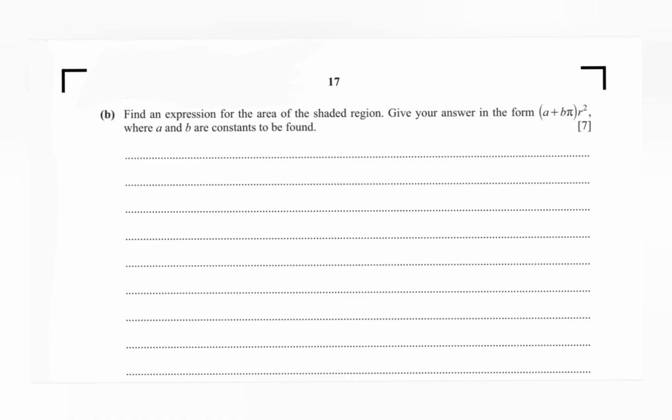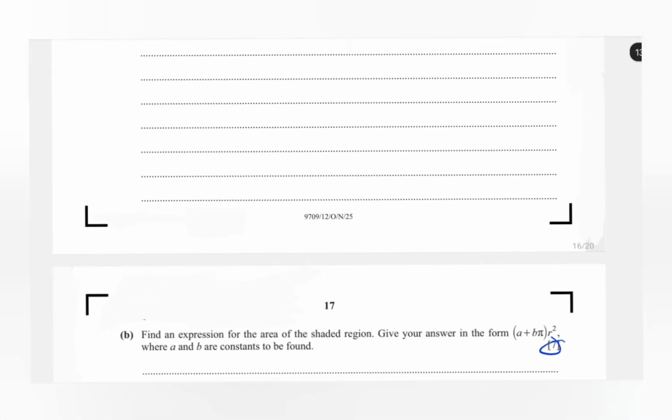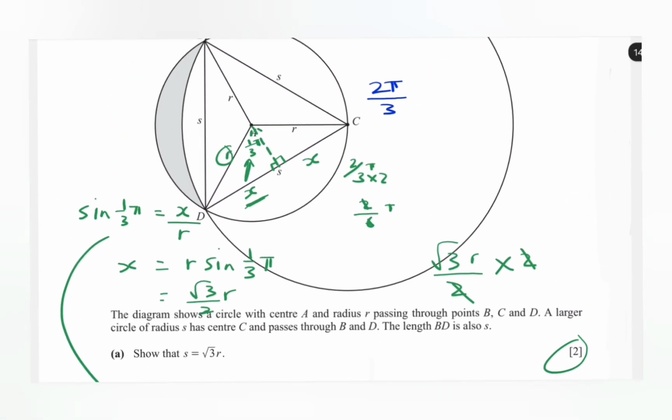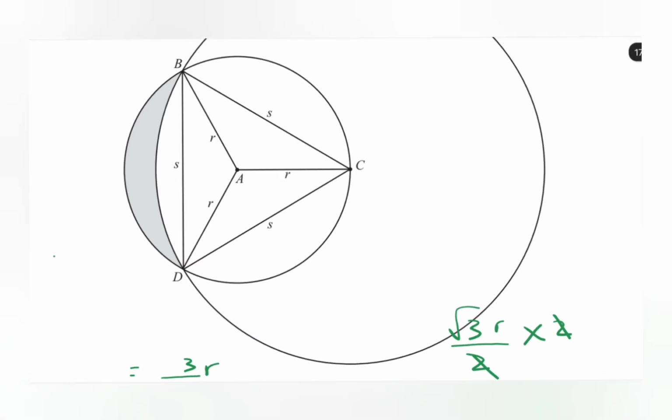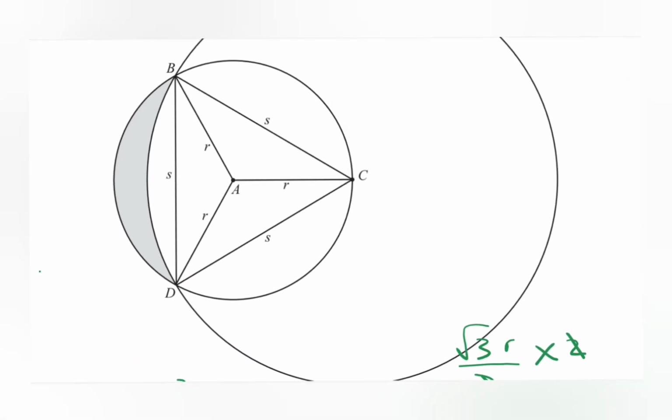Alright, to part B, it says find an expression for the area of the shaded region. Give your answer in the form a plus b pi r squared, where a and b are constants to be found, and that's for 7 marks. So we're going to look for an expression for the area of the shaded region. Right, so usually when we're dealing with area, we normally say area of the whole shape minus area of the unshaded to get the area of the shaded part.